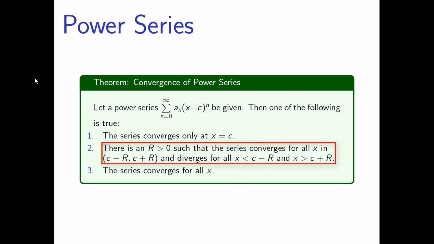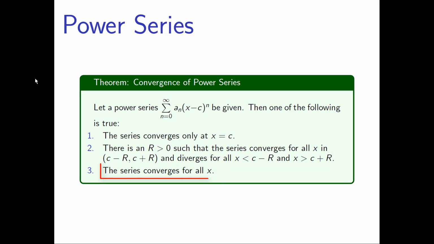The next possibility is that there's some sort of finite range for which this converges. We say there's an r greater than 0, such that the series converges for all x between c minus r and c plus r. So in other words, we go r either side of the c, and it will converge in there, but it will diverge for any x less than c minus r, and any x greater than c plus r. So that would be some sort of finite range. And then the final possibility is simply that the series always converges for all x. Okay, so those are our 3 possibilities.